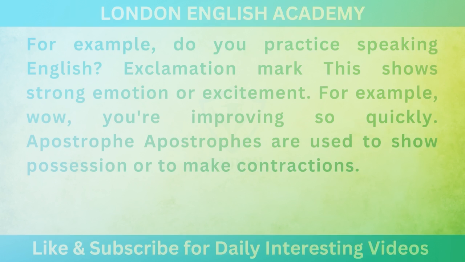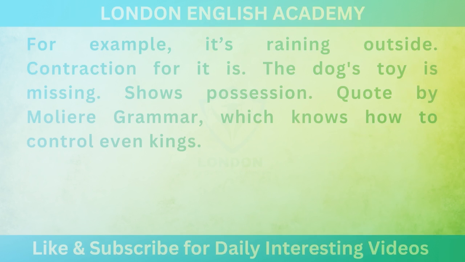Apostrophe. Apostrophes are used to show possession or to make contractions. For example, it's raining outside. Contraction for it is. The dog's toy is missing. Shows possession.